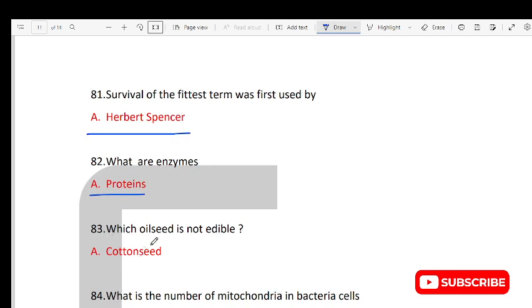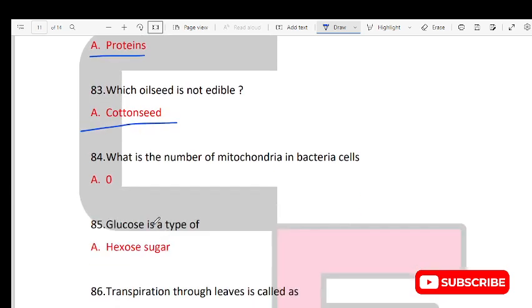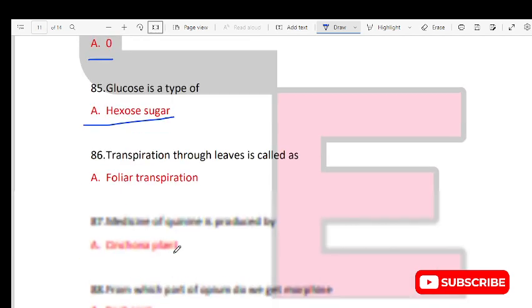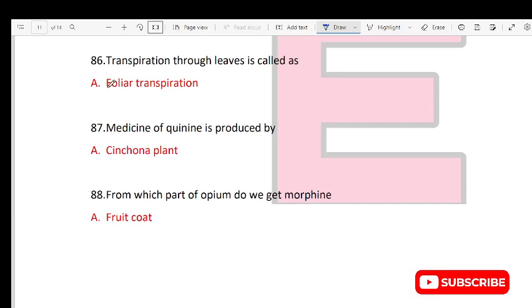83. Which oil seed is not edible? Answer: cottonseed. Question number 84. What is the number of mitochondria in bacteria cells? Answer: 0. Question number 85. Glucose is a type of? Answer: hexose sugar.